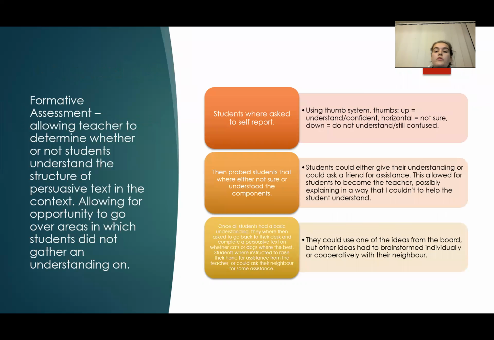And then we did some formative assessment, allowing the teacher to determine whether or not students understood the structure of persuasive text. So students were asked to self-report using the thumbs up, down, to the side to determine. Then I probed the students with questions, just asking what part of the structure is this, where should this go, what would I put here, what is persuasive writing, why would we use it, and so on.